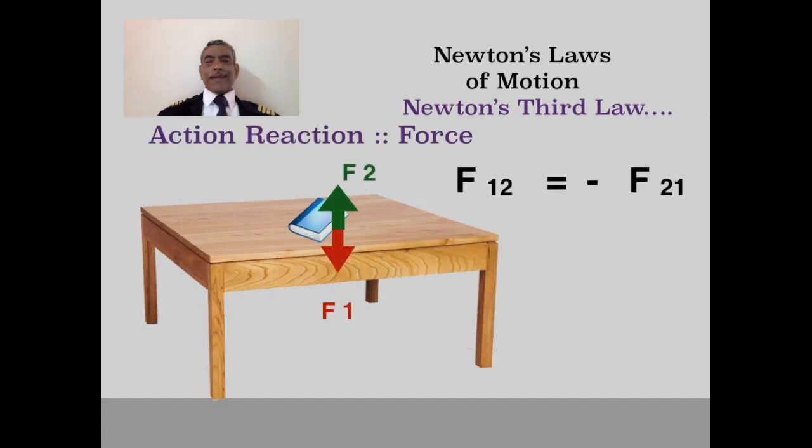Okay, action reaction. I've just tried to show that the book is resting on the table, and the book, because of its mass, is exerting a force in the downward direction, being pulled by the gravitational force, and the tabletop surface is resisting it, exerting an equal and opposite force. Therefore, this book continues to remain static on the table.